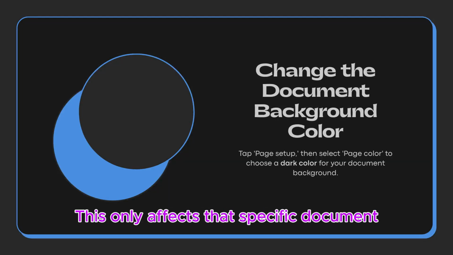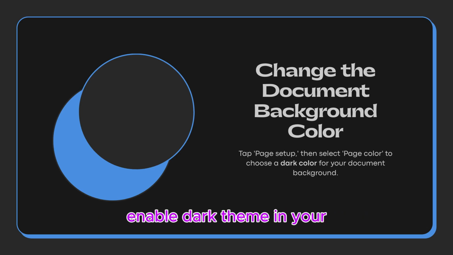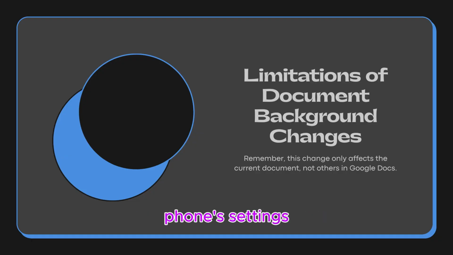This only affects that specific document. For a system-wide dark mode, enable dark theme in your phone's settings.